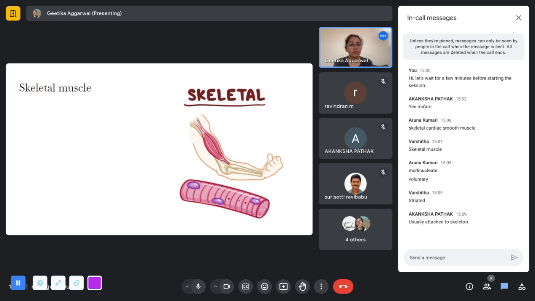Anyone? Some very normal functions of the skeletal muscle that you can guess.